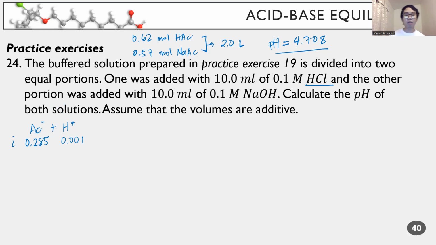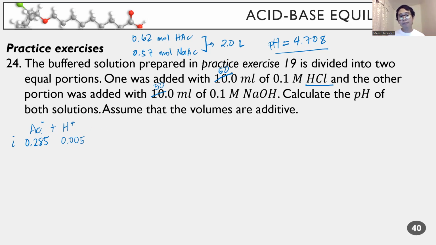Ang konti pala nung inadd. Baguhin ko nga. Let's make it, para mas makita natin yung property mismo ng buffer. Let's say we add not 10 ml but 50 ml. Let's say we added 50 ml. So mas madami yan. 0.005 moles of H plus. 0.1 times 0.05. So 0.005.